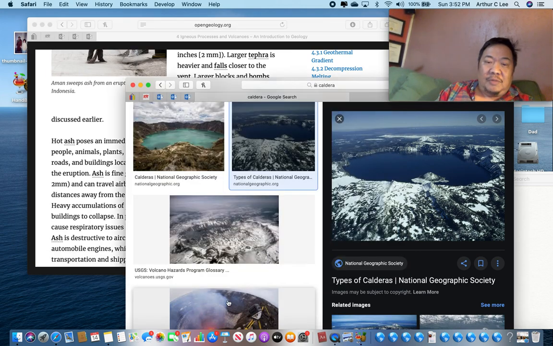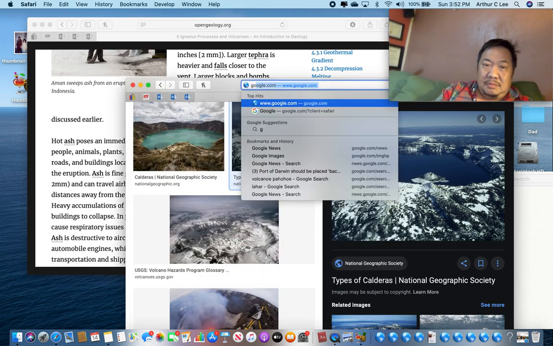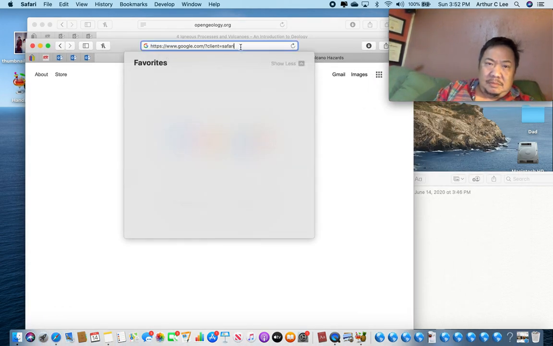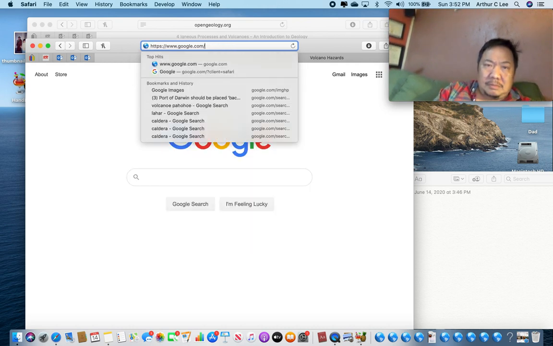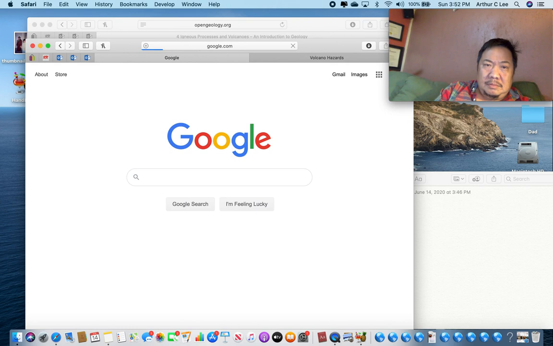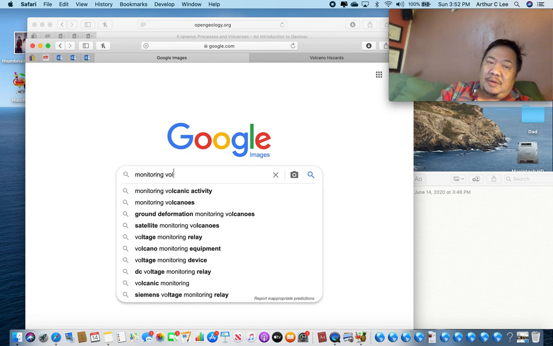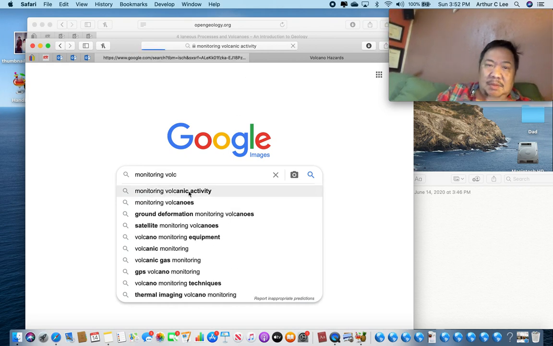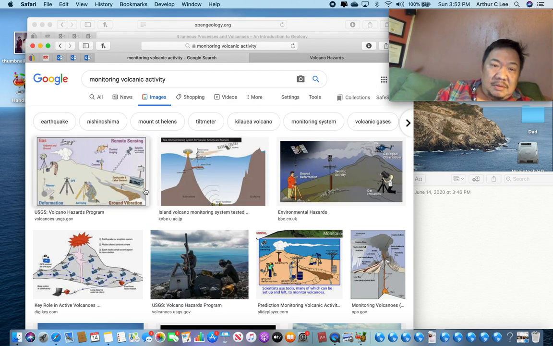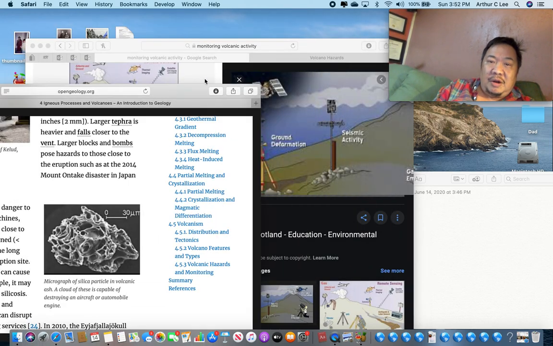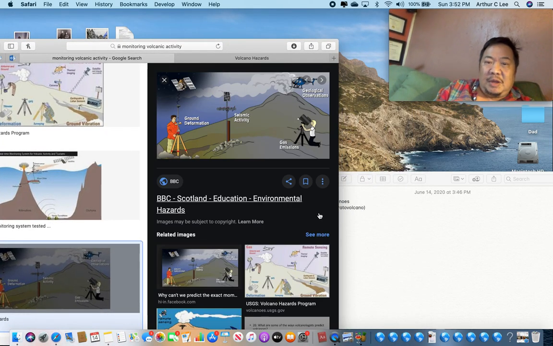Let me show you how we monitor volcanoes. Later on we'll talk about earthquakes, and it's hard to predict earthquakes, but it's much easier to monitor volcanoes. Here you can see some of the things that we use. Here you are. You just got your degree, and you're monitoring this volcano.